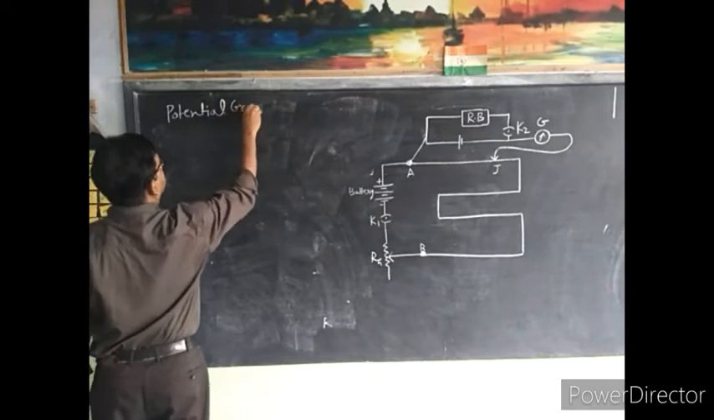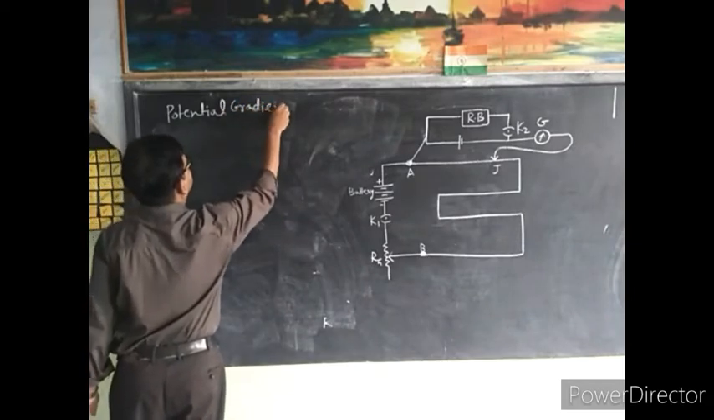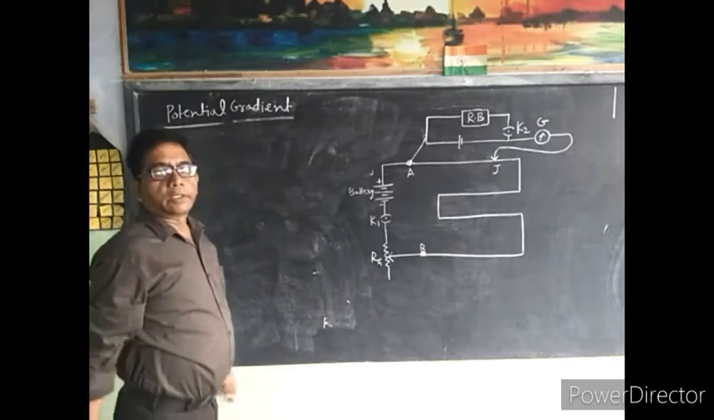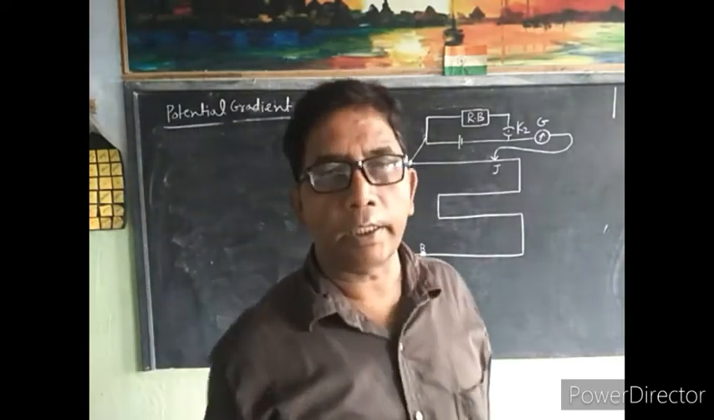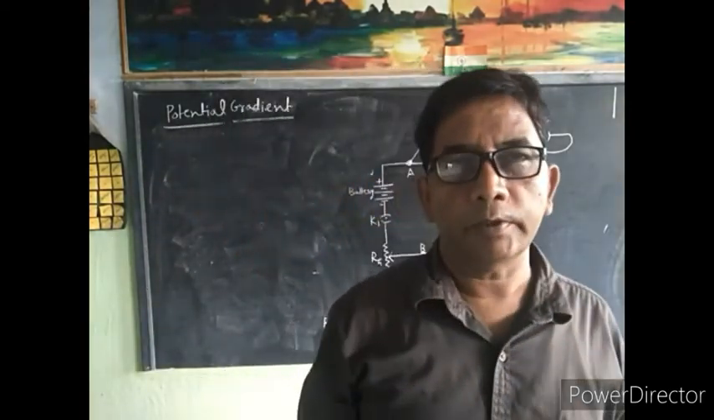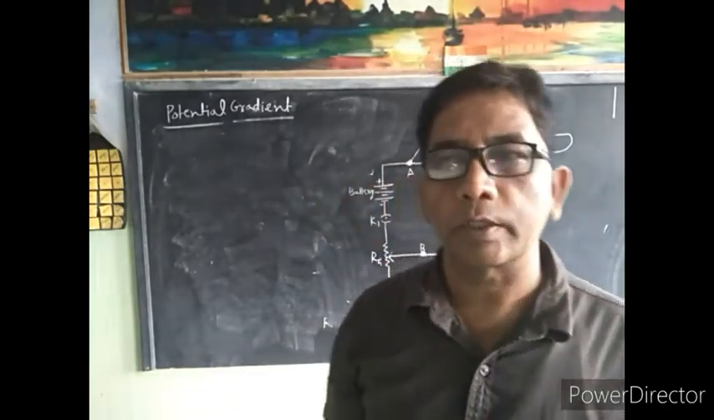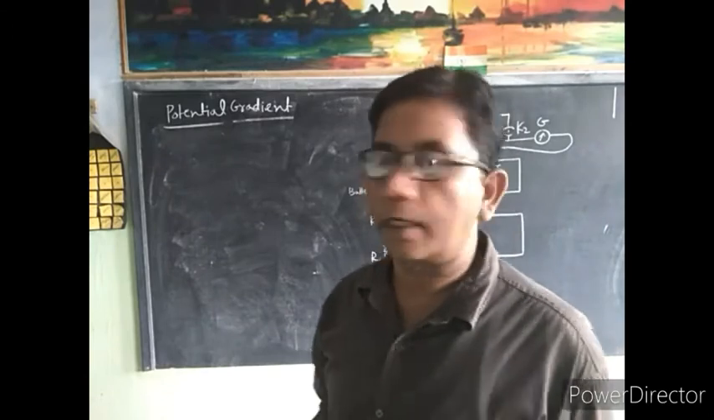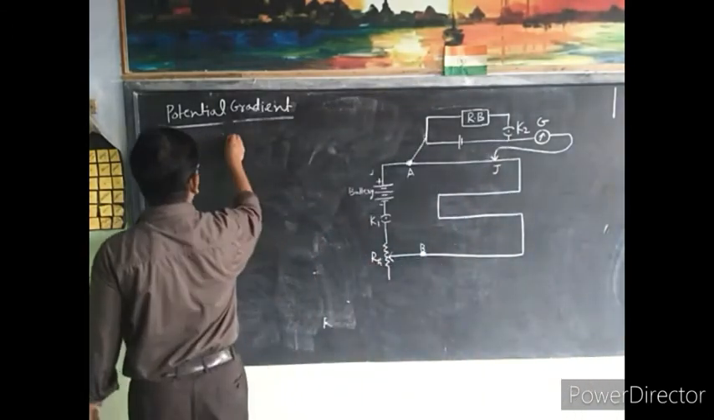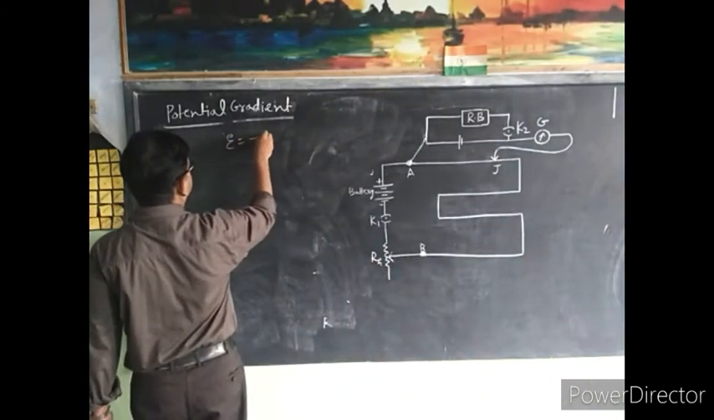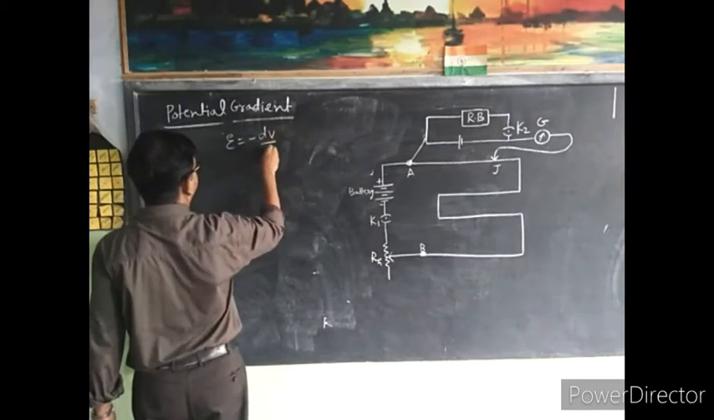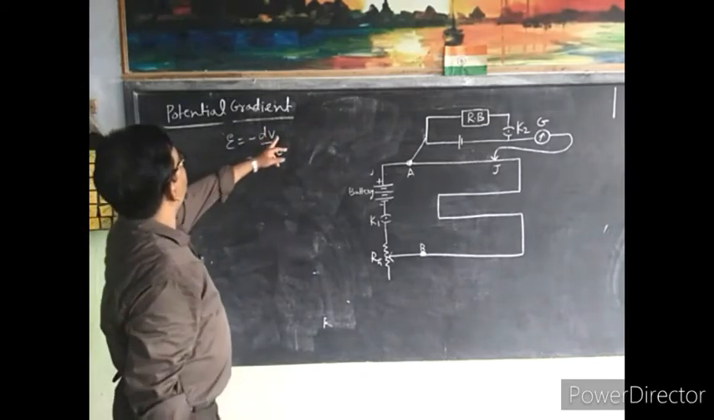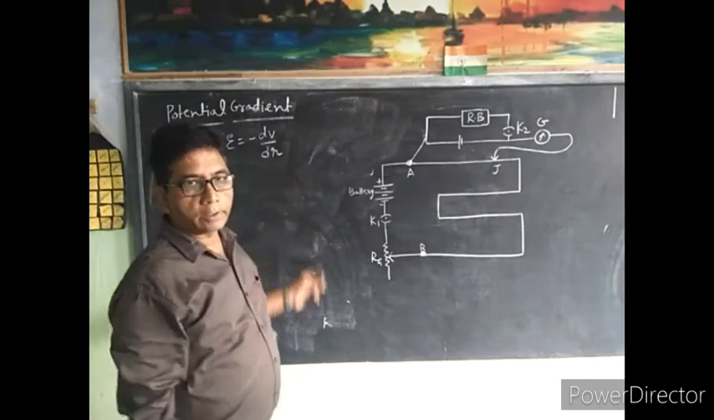Potential gradient. Rate of change of potential with distance is known as potential gradient. E is equal to minus dV upon dr. Its unit is volt per meter.